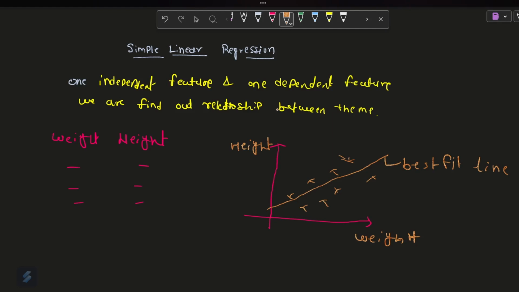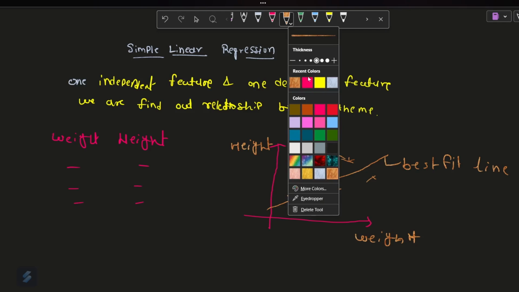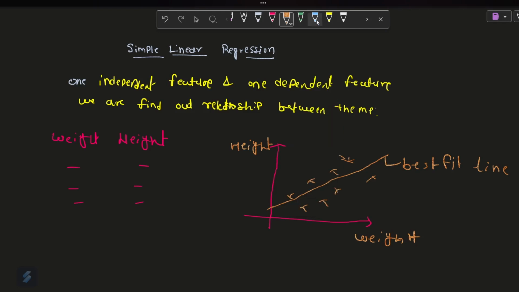Now let's understand the terms. This is your actual point. Actual point means, let's consider weight is 45 kg, and in that particular case we have considered a height of 150 centimeters. So someone is here, and this is that point. All of these are actual points.